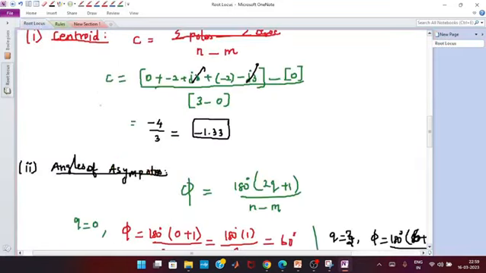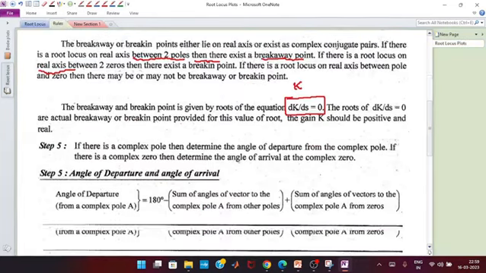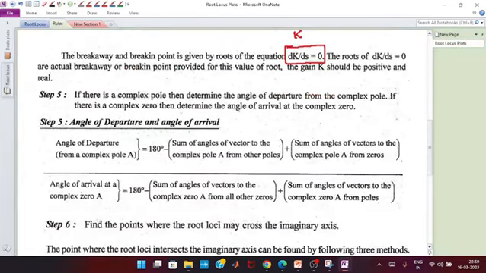So what is the next one? The next rule is to check if there is a complex pole. If there is, this is very, very important. If there is a complex pole, then you have to determine the angle of departure from the complex pole. And if there is a complex zero, then the term is modified to angle of arrival. So there is a formula for angle of departure and angle of arrival, right?